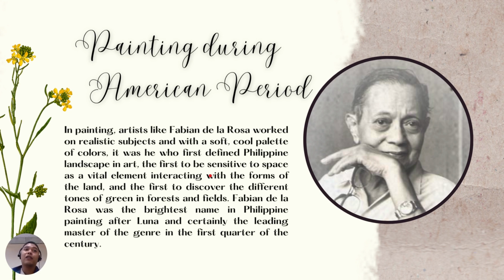So here in the picture, this is not Fabian de la Rosa, but this is Fernando Amorsolo. Fernando Amorsolo is another popular artist who got his start during the American era. He is the nephew of Fabian de la Rosa. Fernando Amorsolo was the first artist to ever be awarded the Order of National Artist in 1972. He is also renowned for his artworks romantically depicting Philippine rural scenes and sun-drenched countryside scenery.